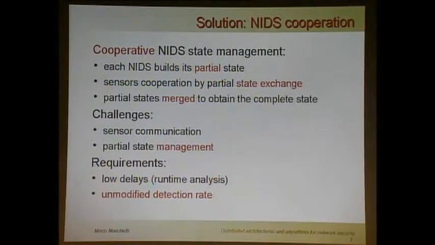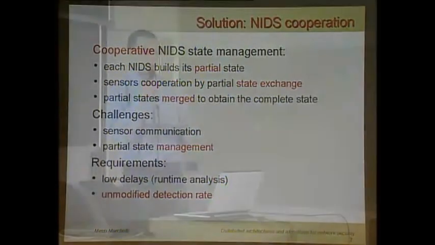The most important of them are the implementation of a new sensor communication scheme, and of course all the mechanisms and algorithms that are related to partial state management. We also have some requirements that we have to meet in order for our proposal to be really useful in the field of network intrusion detection. The first one is to provide state migration facilities with low delays, because of course we want to perform runtime analysis, not batch analysis. And the other one is to have unmodified detection rate, meaning that migrating and merging the state has to guarantee the same performance of a single stateful network intrusion detection system.